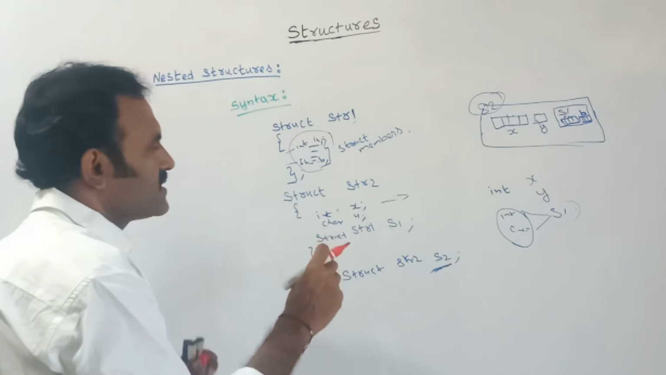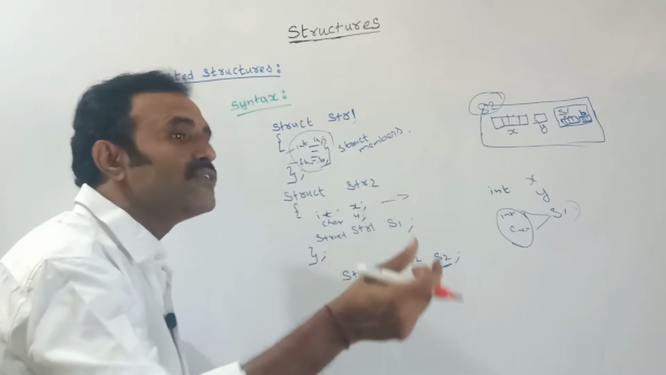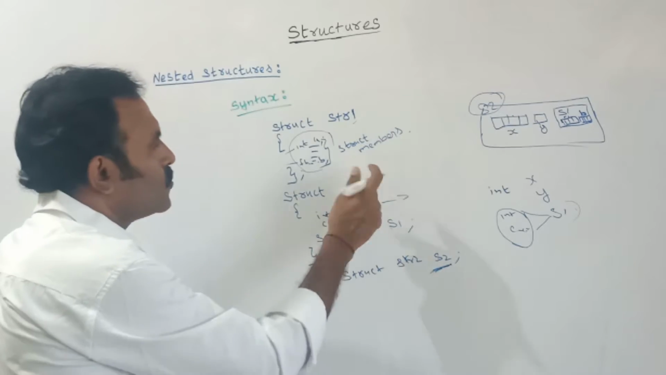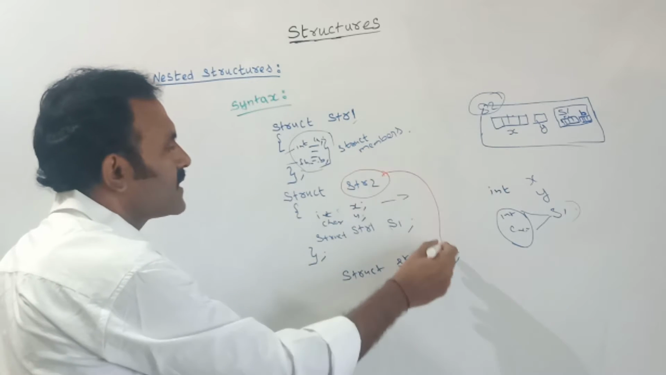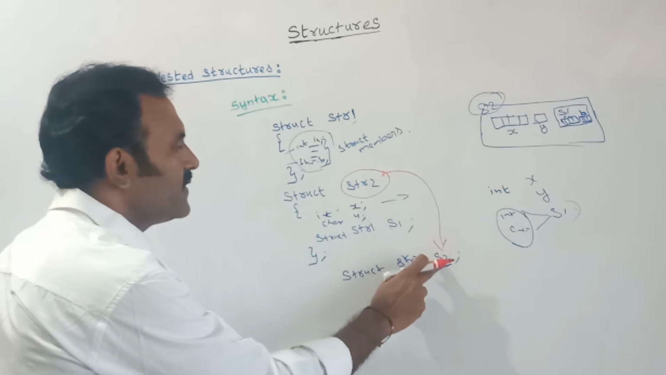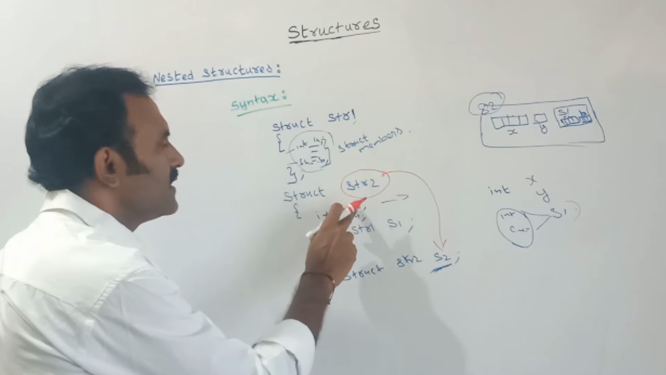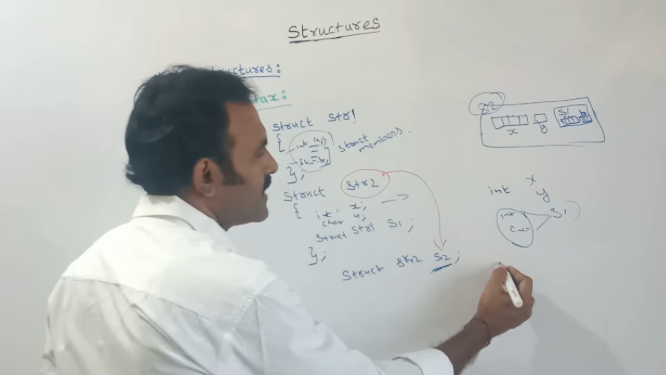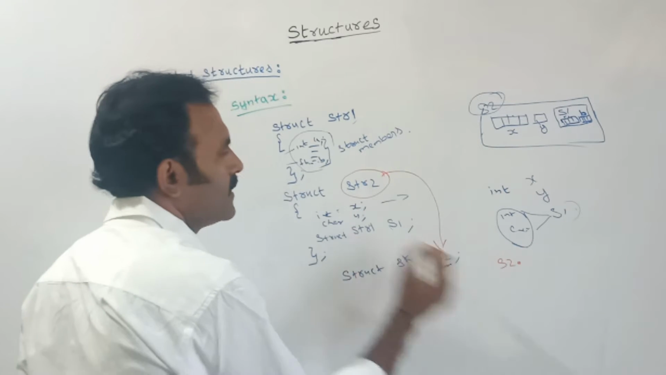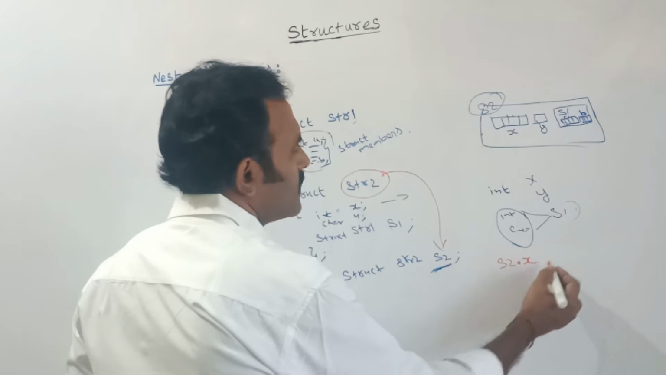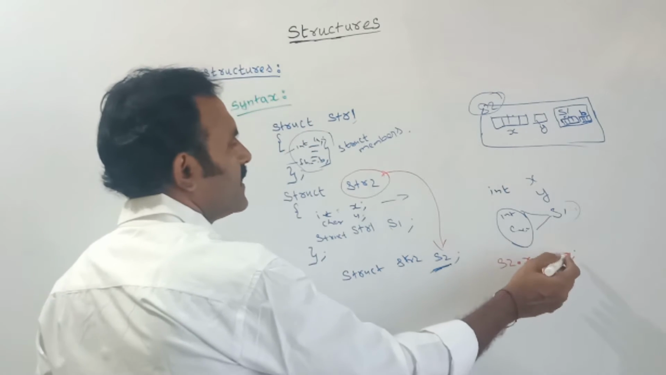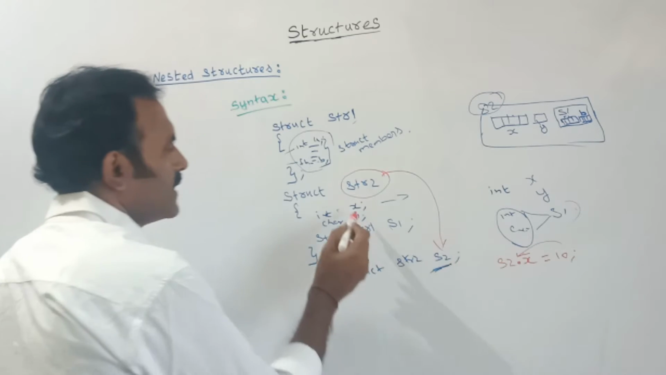First, let us see how to store the values for the structure members. Here in structure 2, I had created the structure variable as S2. Suppose I want to give the data for this X, then I can simply give S2, here only the single dot operator, S2 dot X is equal to 10.